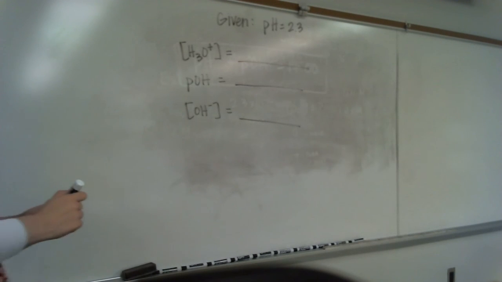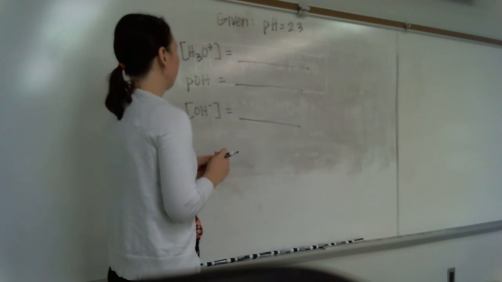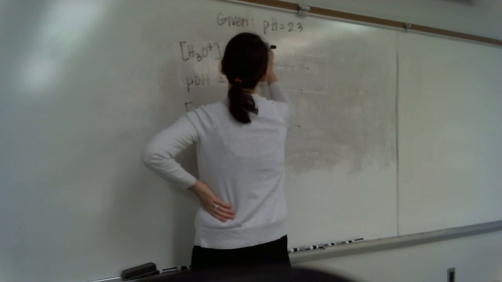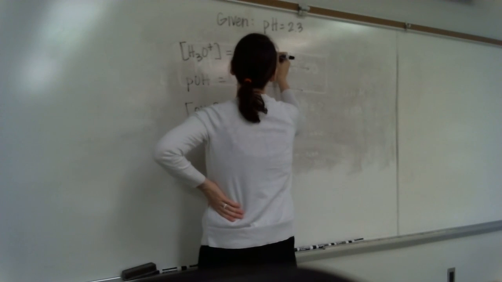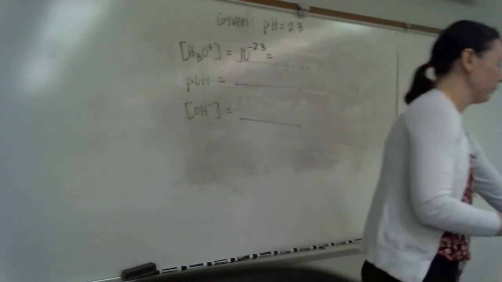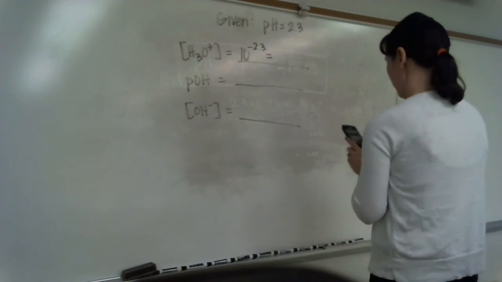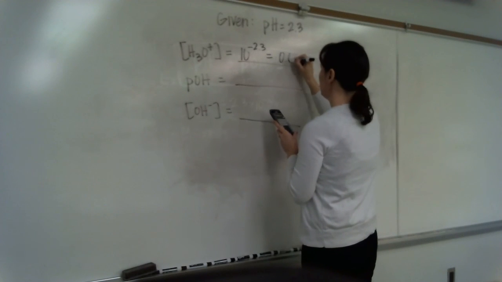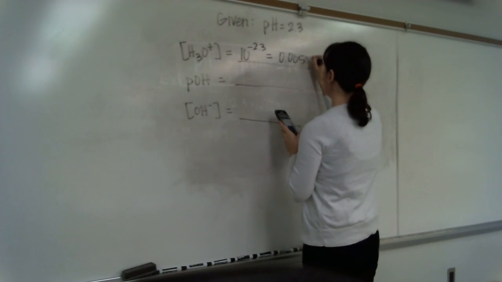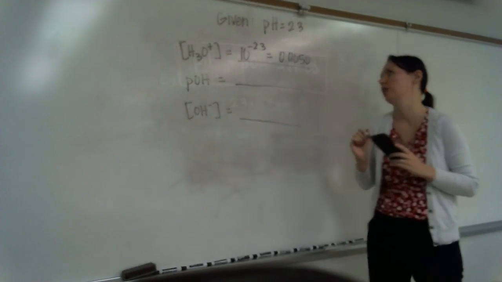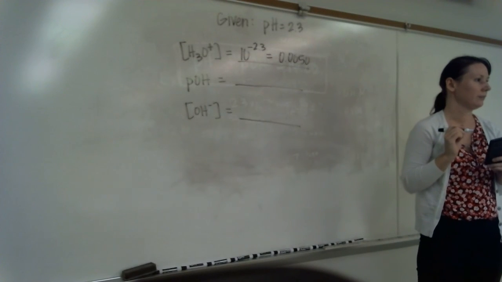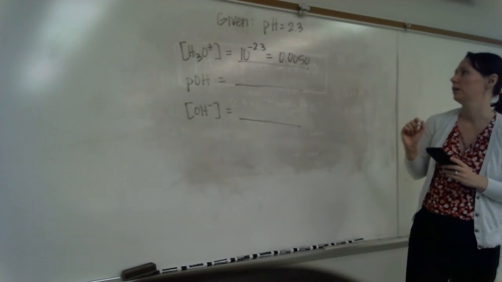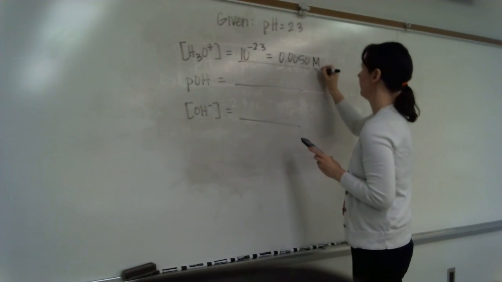Let's go over how we do this. H3O plus, what calculation do you do? 10 to the negative 2.3, right? So in your calculator, 2.3 negative 10 to the x, that would be 0.0050. Does H3O plus concentration need units or is it unitless? It needs units. What are those units? Moles per liter, capital M.